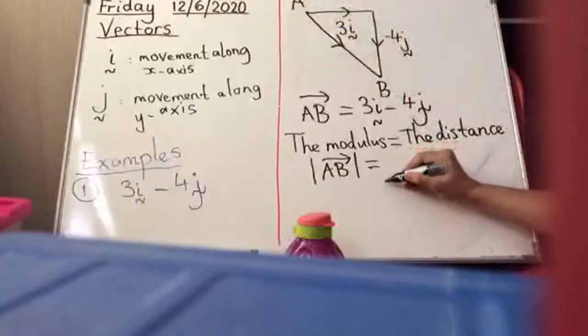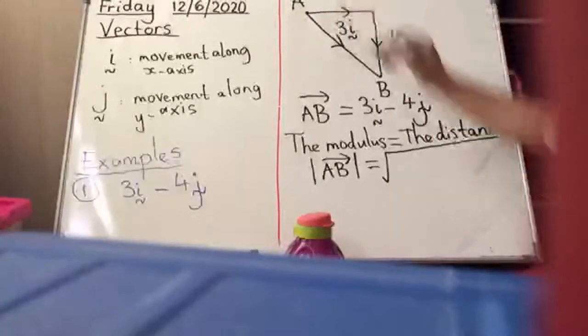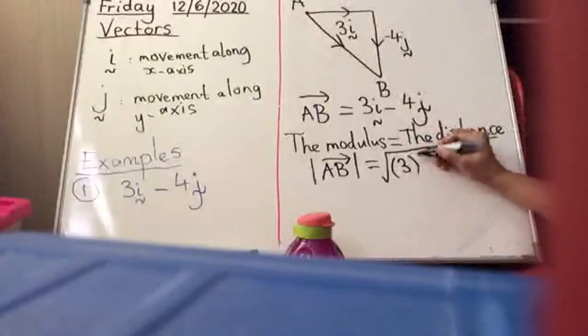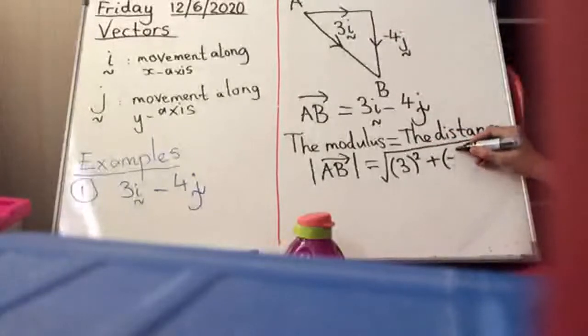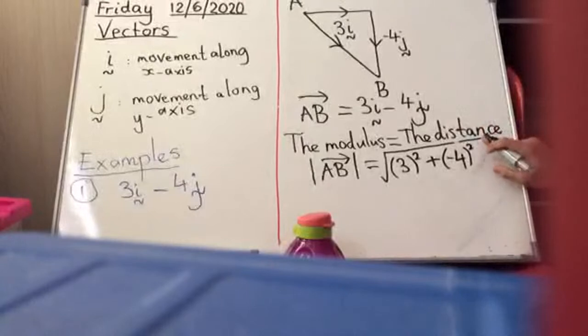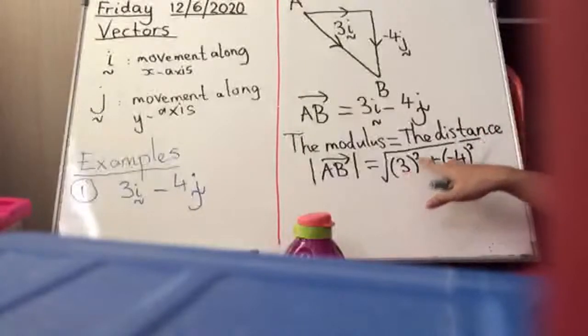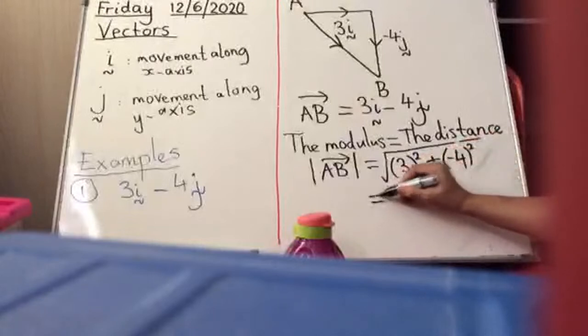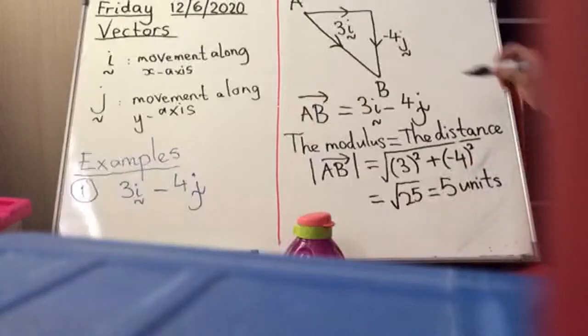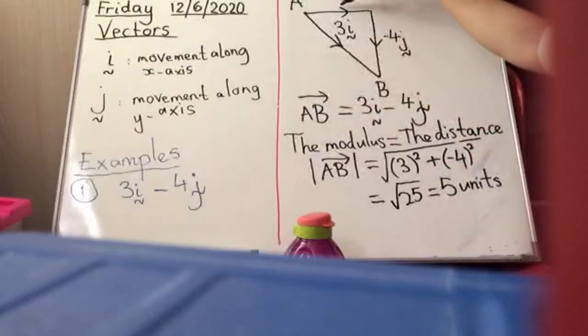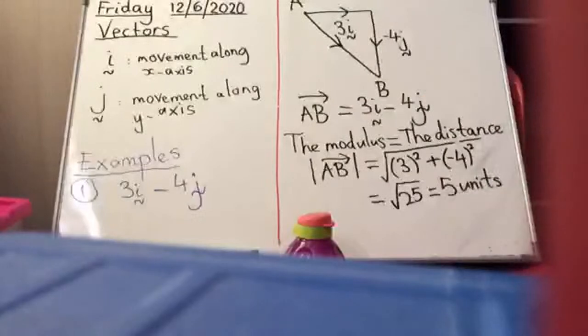Using Pythagoras theorem, you're going to have the square root of bracket 3 squared, just take the number only, plus bracket negative 4 squared. You can ignore the negative, but I'm going to write the negative 4 here. When you calculate 3 squared plus 4 squared, you get 25, right? So you have the square root of 25, and the answer will be 5 units. So this is the distance between A and B. It's simply 3 squared plus 4 squared and then square root. So this is the modulus, the distance from A to B vector. This is the basic concept of vectors.